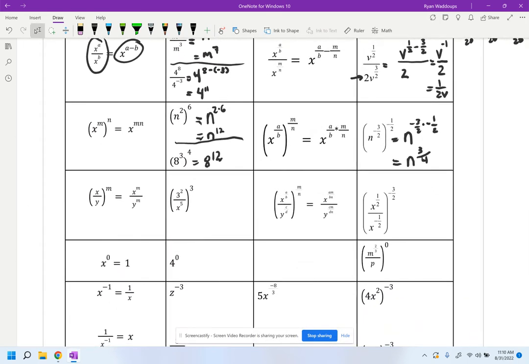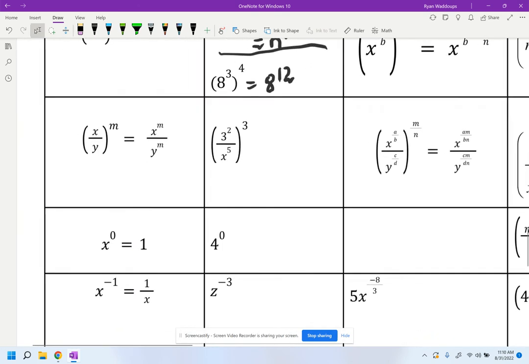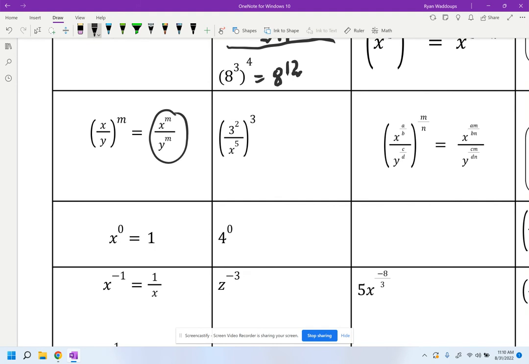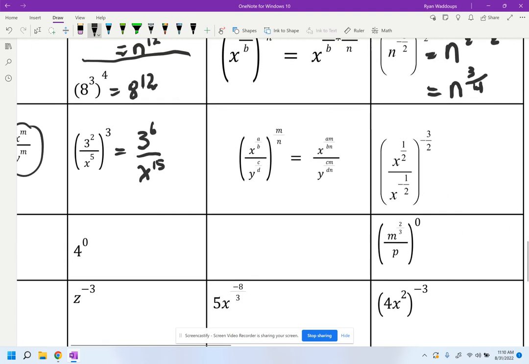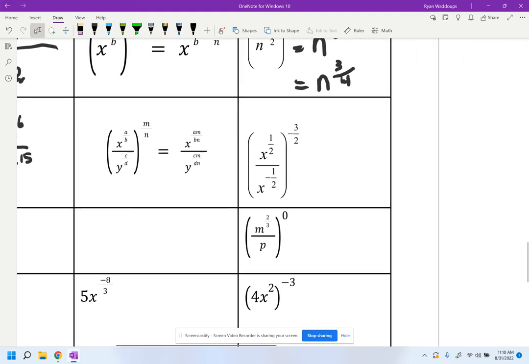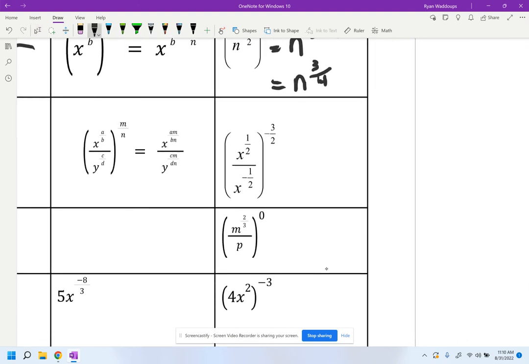All right. When you have a quotient raised to a power, that's the same as the quotient of those powers. Kind of distributes amongst that division. So this would be 3 to the 3 times 2, 6, over x to the 5 times 3, 15. So that applies when you're dealing with rational exponents as well.